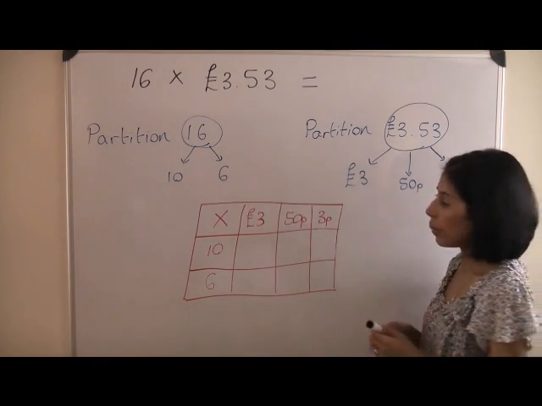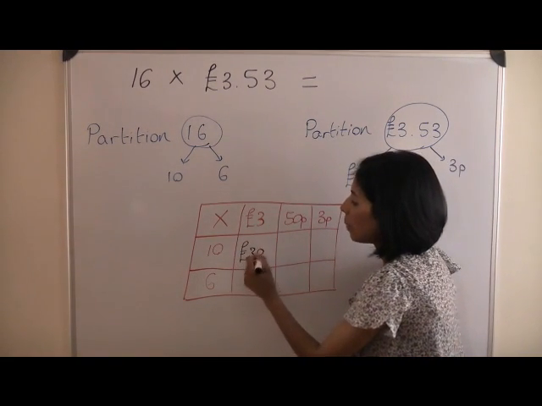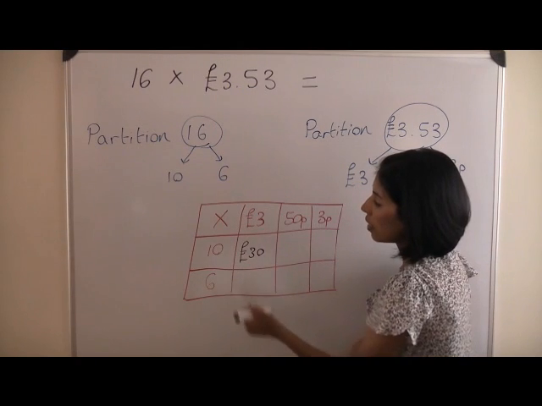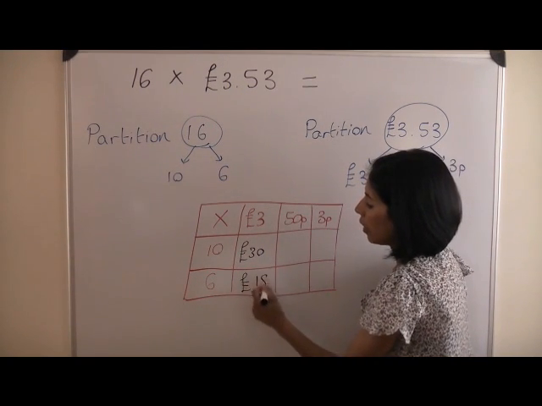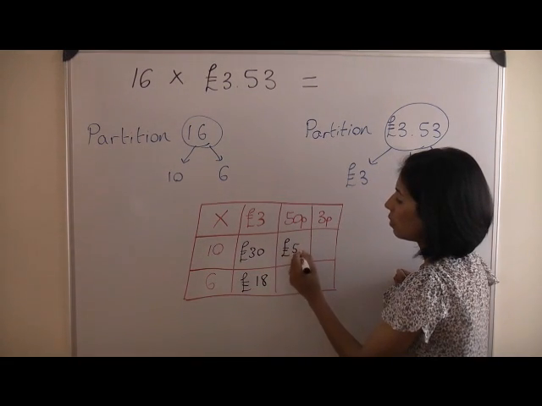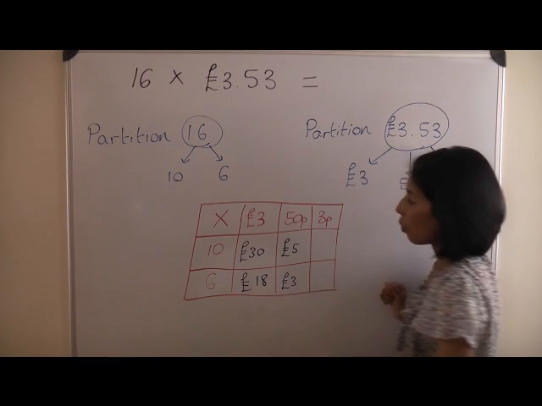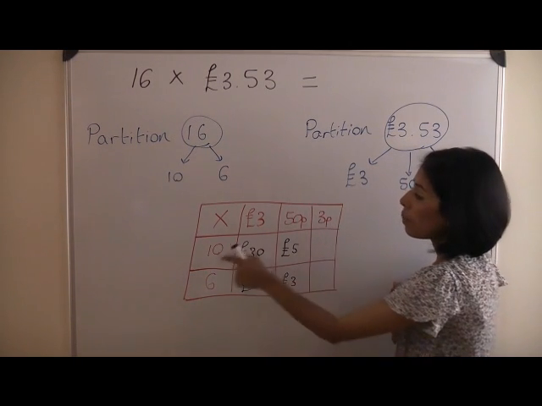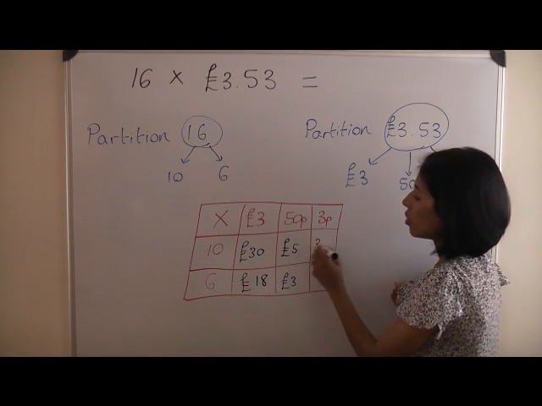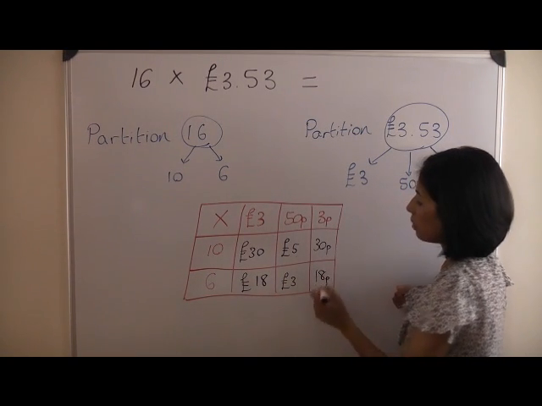So let's work it out. 3 times 10 is £30. 3 times 6 is £18. 50p times 10 is £5. 50p times 6 is £3. 3p times 10 is 30p. 3p times 6 is 18p.